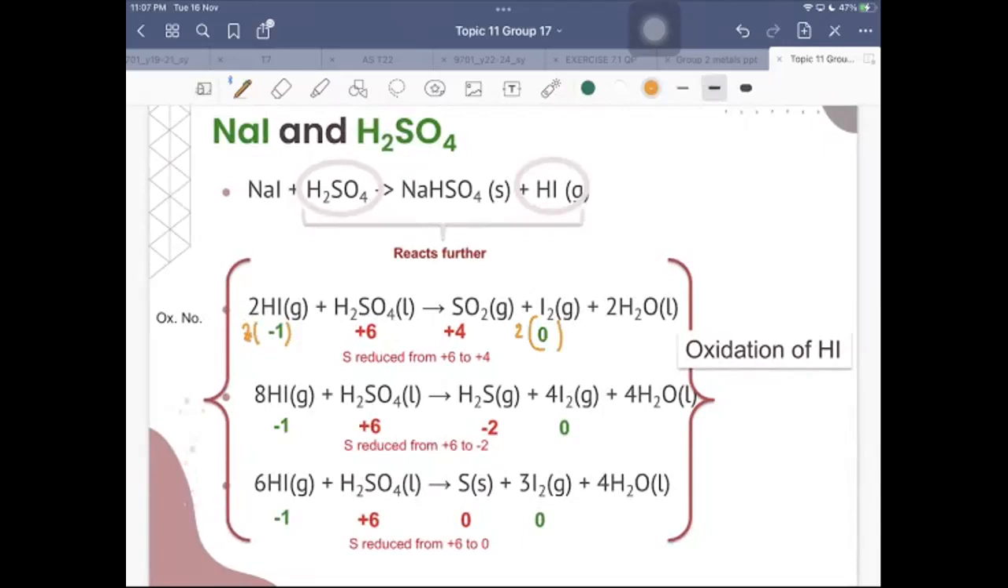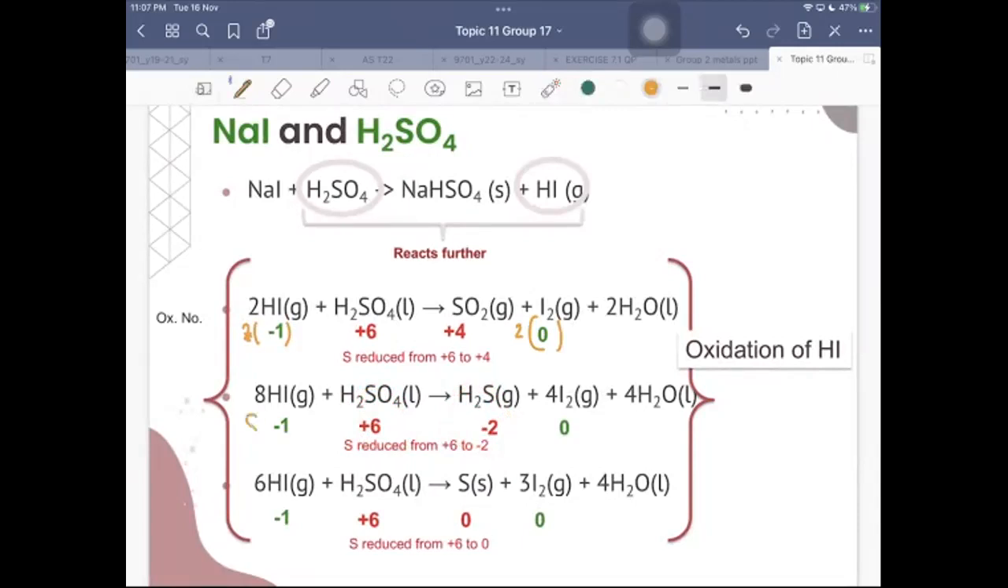In the second reaction, the sulfur in the sulfuric acid has an oxidation number of +6, and in the hydrogen sulfide gas, it has an oxidation number of -2. So that is a decrease of 6 + 2, which is 8. There's a drop of 8 in oxidation number. Your oxidation must also increase by 8 units.